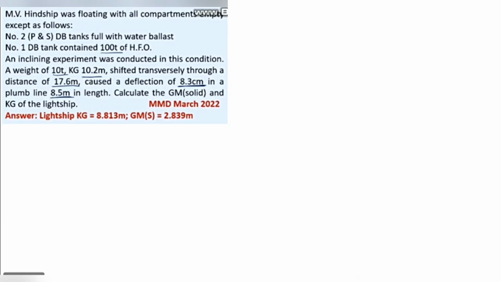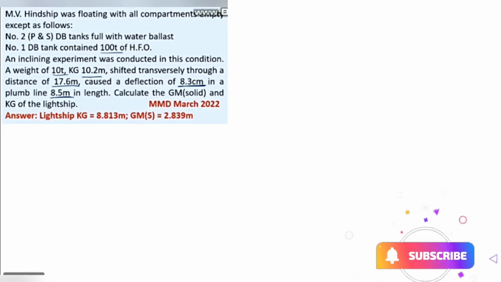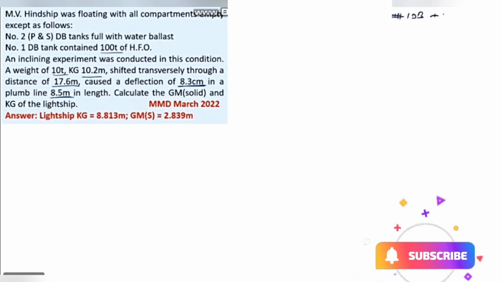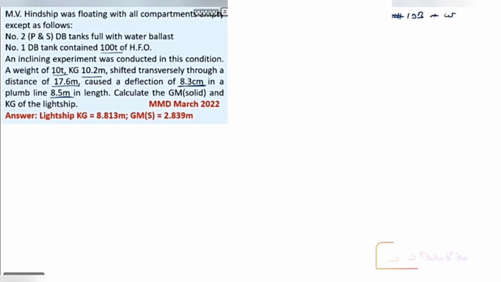Now, first and foremost, if you recall the principle that we did, it will first give us the GM in the condition in which the experiment was performed. Yes or no, beta? So what is the displacement of the vessel when the experiment was performed? What all weights were on the ship? Drafts are not given. So it was light displacement plus 2 DB port and starboard plus whatever is in 1 DB, 100 tons, plus the small w used for inclining. Correct, beta? These are the weights on the ship when the inclining experiment was performed, yes or no?